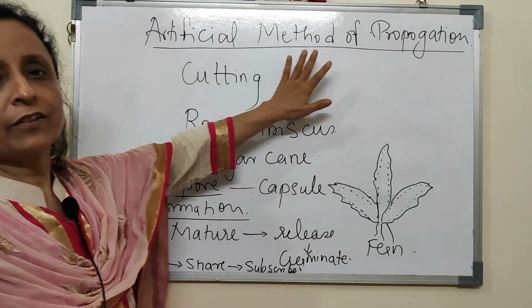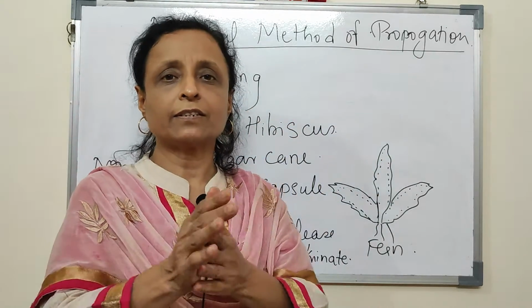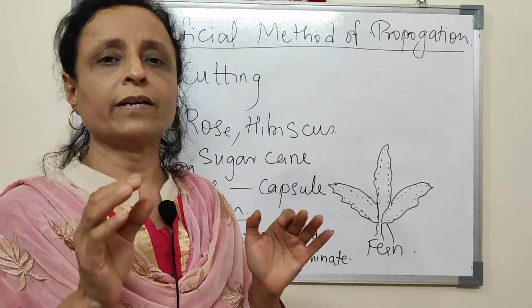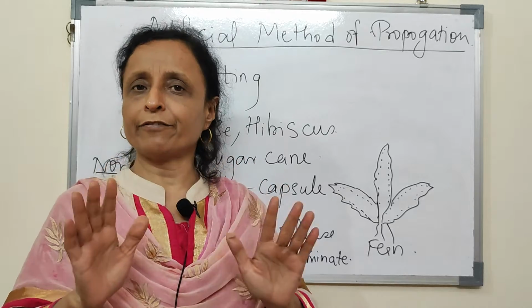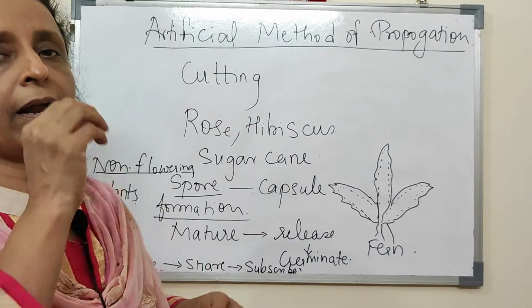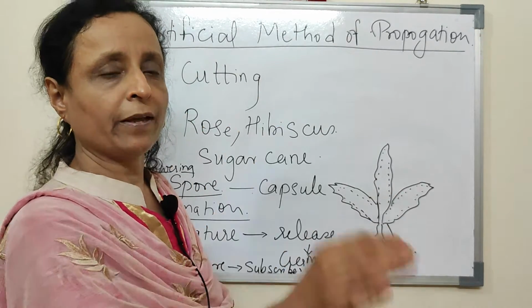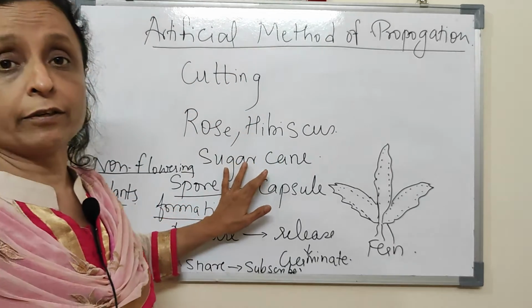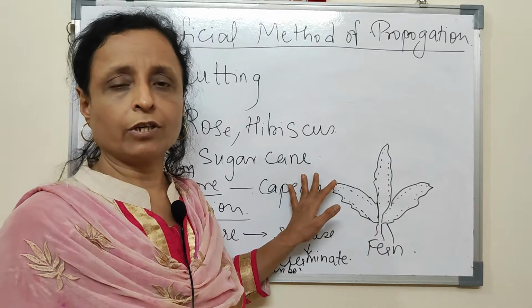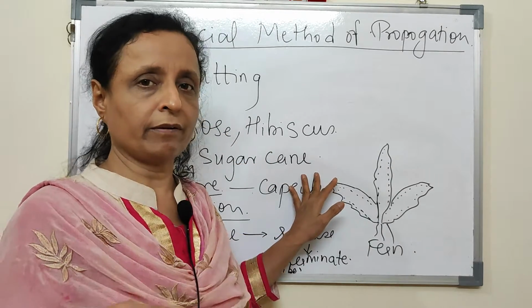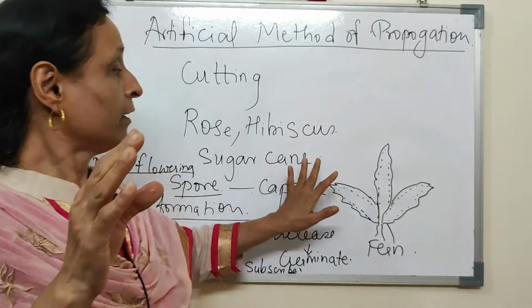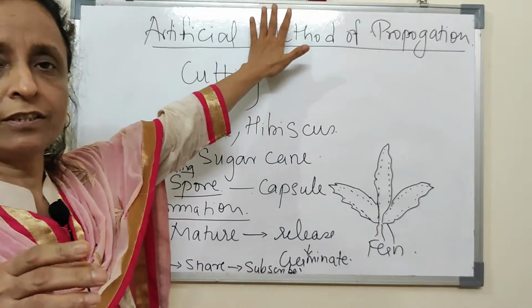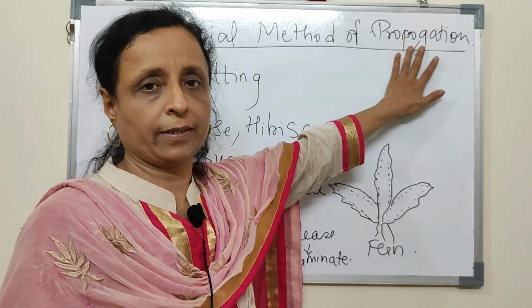Now, the artificial method of propagation, what we do is just cut the plant and we plant it. It develops the root. So many times we carry out artificial propagation, that is cutting the plant and planting it at a new place. We normally do it for rose, for hibiscus, and for sugarcane also. From sugarcane, we get sugarcane juice, we make sugar from it, we make jaggery from it. So these are beneficial, we just cut and propagate them.